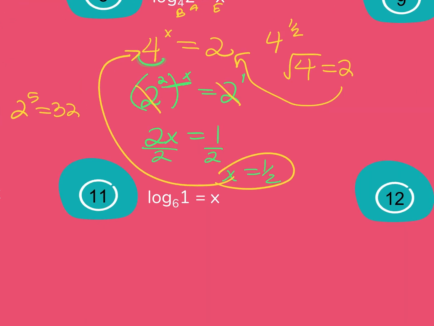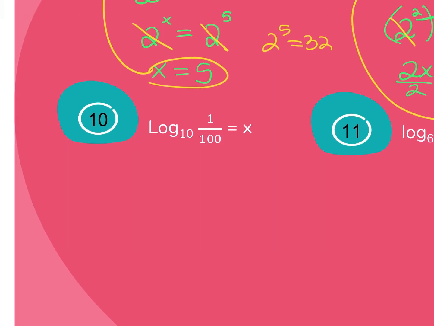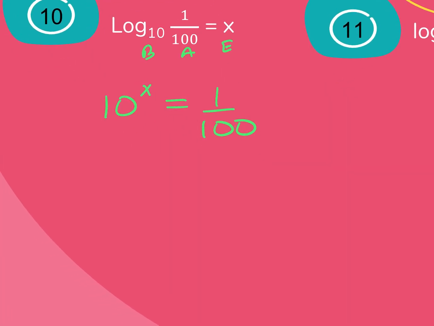Number 10, let's transform it to exponential. BAE, 10 to the x power equals 1/100. Soon as I see that I've got a fraction here, that's a clue that this is going to be a negative exponent. But again, let's change the base. This is really 1/10 squared. And I still need to make this have the same base. So I'm going to change 1/10 squared to 10 to the -2.